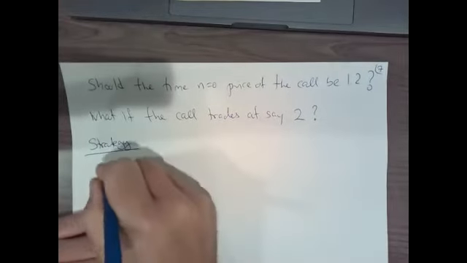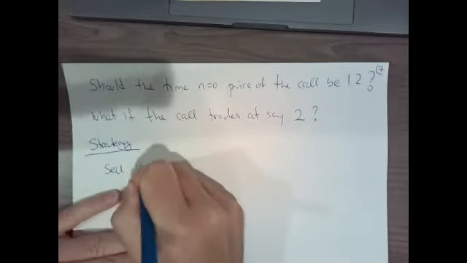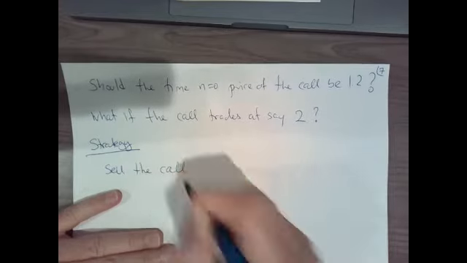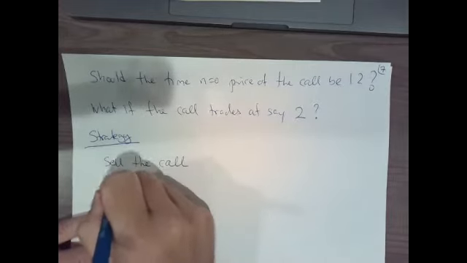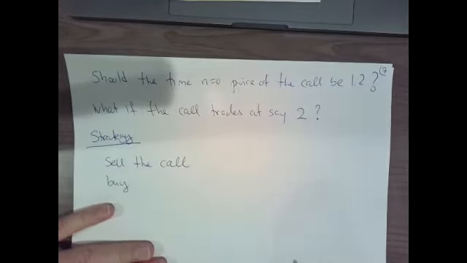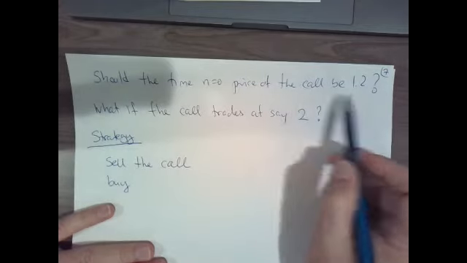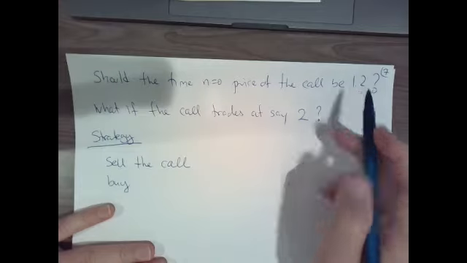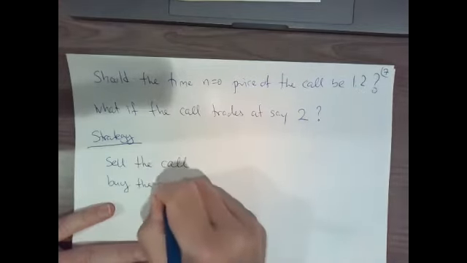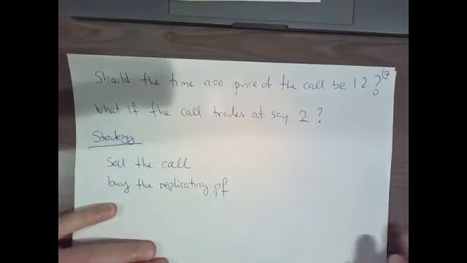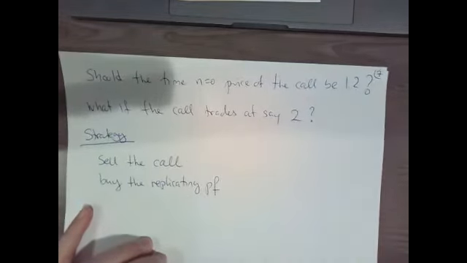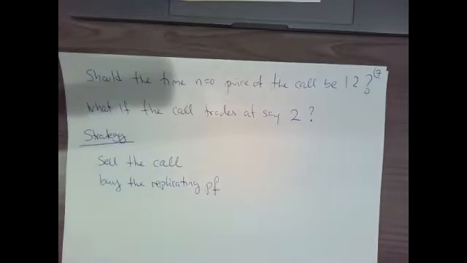What are we going to do? We're going to sell the call, and then we're going to buy. What are we going to buy? We're going to buy what we worked so hard to create. Here we're going to buy the replicating portfolio. This is our strategy: we are going to sell the call, and we're going to buy the replicating portfolio.